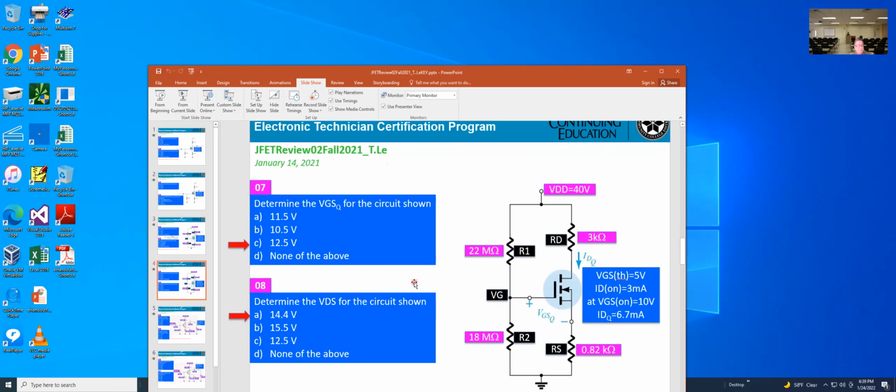Number 7. They want to know VGS. Okay, that's a VG. That will be at VGS. The answer will be 12.5 volt. Number 7 will be C.